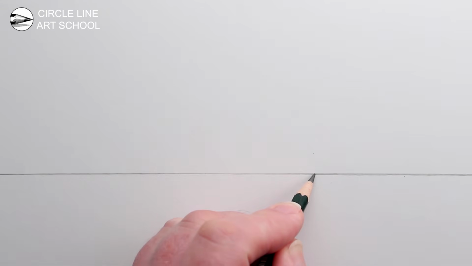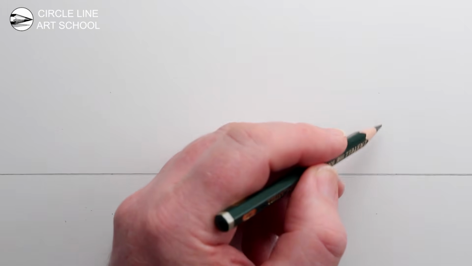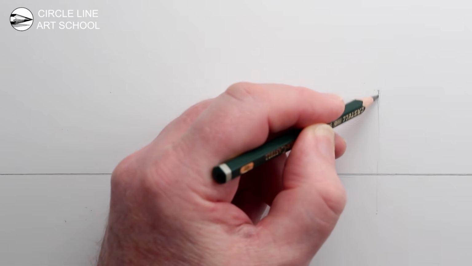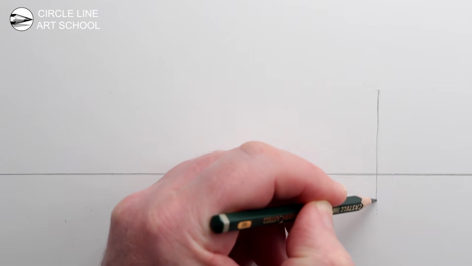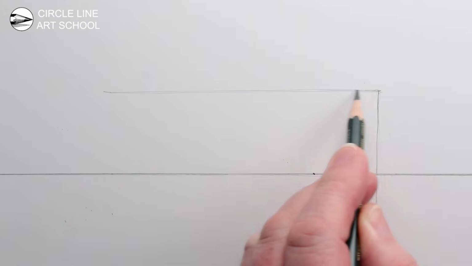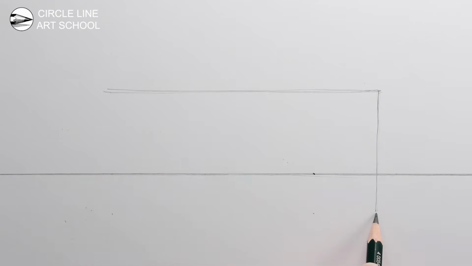Start by drawing a horizon line, and then for this drawing, draw a single vanishing point to the right of the centre of your horizon line. The next step is to draw the back wall of the room. This is just a rectangle, a long rectangle, which goes around the vanishing point and is both above and below the horizon line.